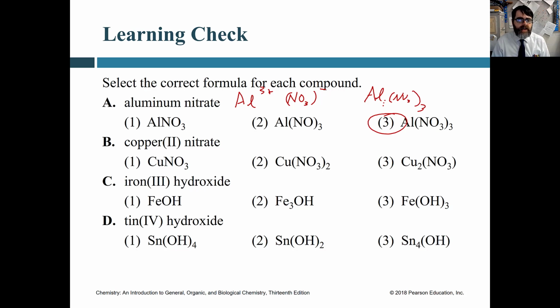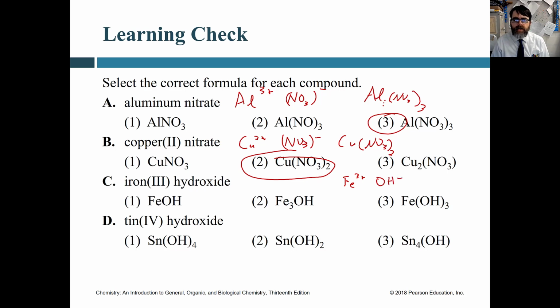Copper(II) nitrate, so we've got the nitrate polyatomic ion there again, but Cu with the 2 plus charge. Nitrate, as we just had, is NO3 with the 1 minus charge. And so then crisscross, Cu(NO3)2, so that's this one here. Iron(III) hydroxide, Fe with the 3 plus charge, hydroxide OH with the 1 minus charge, do the crisscross thing, Fe(OH)3, and that's going to be this one.